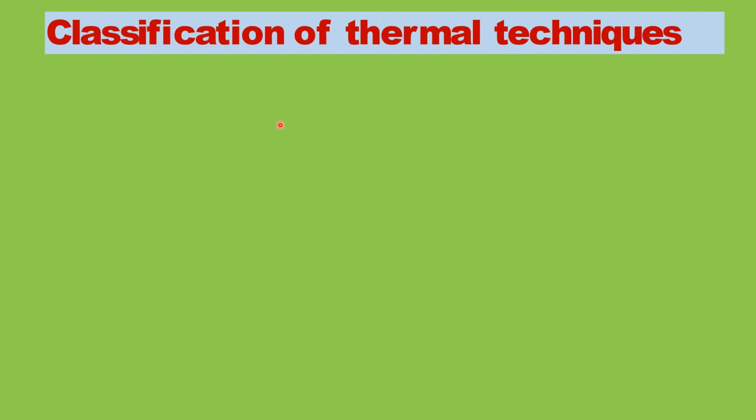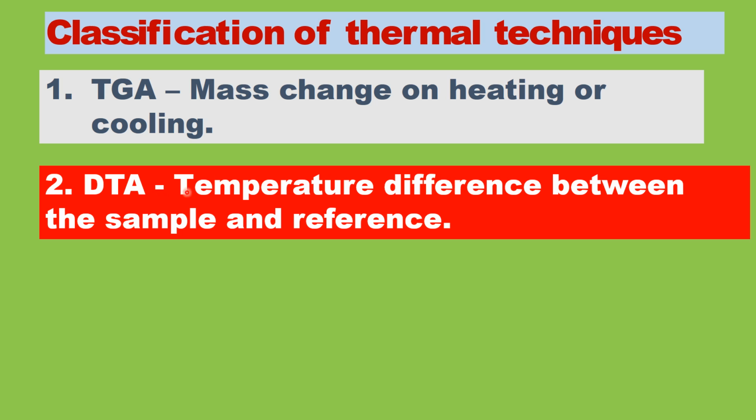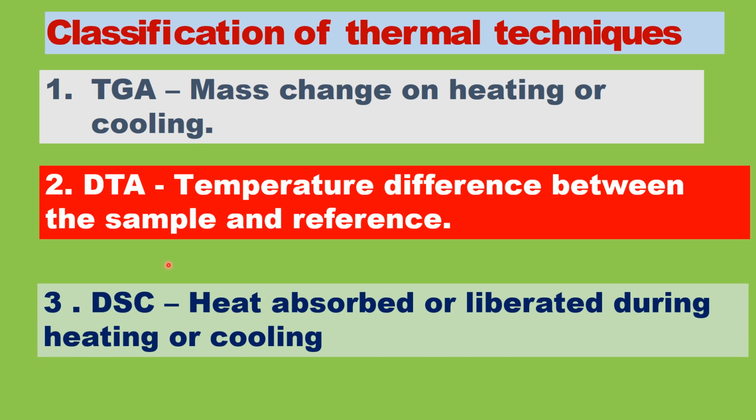Let us quickly summarize the classification of thermal analysis techniques. TGA measures change in mass on heating or cooling of the sample. In DTA, temperature difference between the sample and reference is measured. In DSC, heat absorbed or liberated by the sample during heating or cooling is measured.